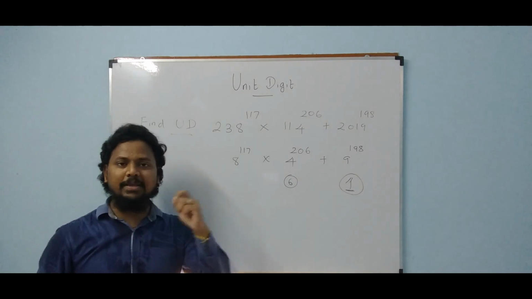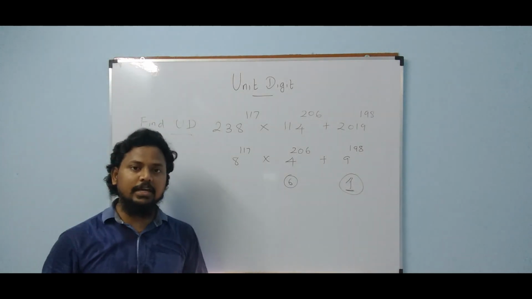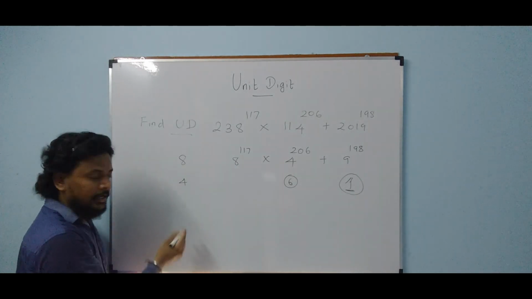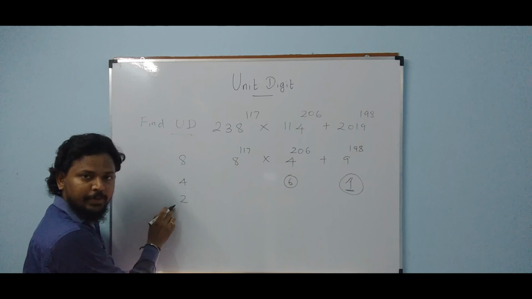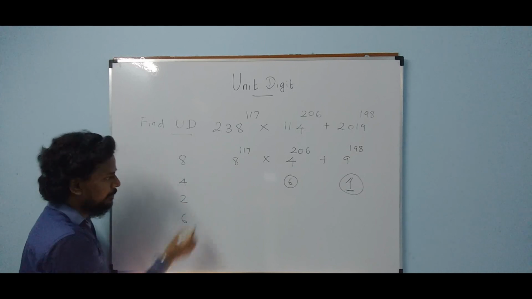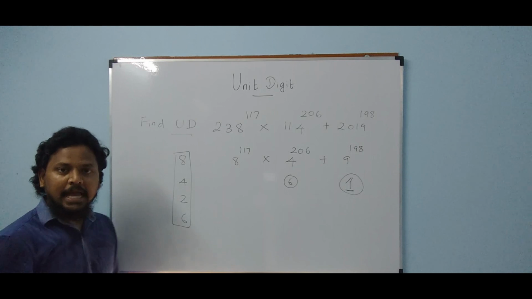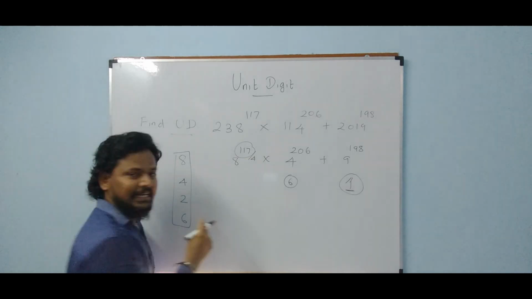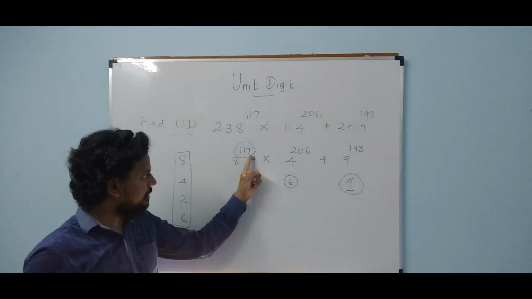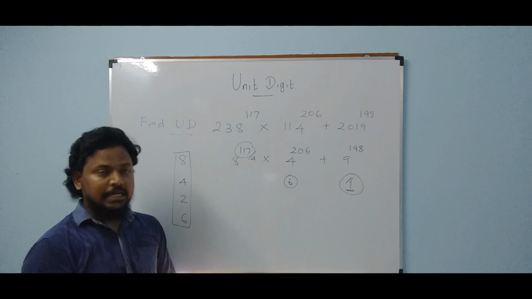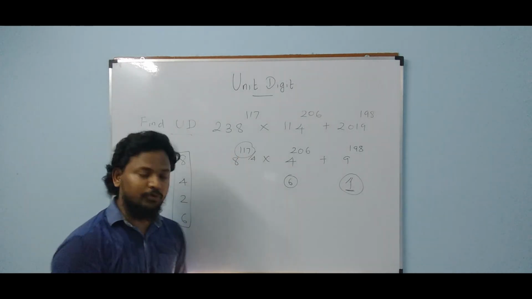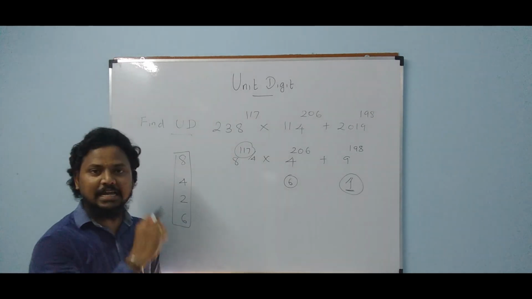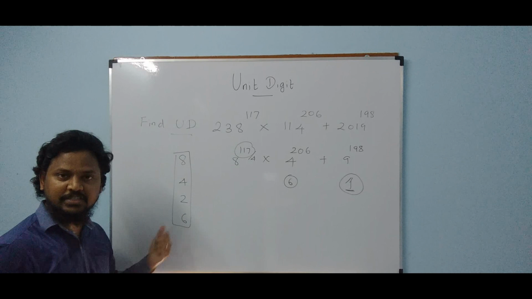Now only for 8 we have to apply the cyclicity method. For 8, how much cyclicity? 4. What are the cycles? 8, 4. 8 plus 2 is 10, therefore 2 will be here. 4 plus 6 is 10, therefore 6 will be here. This is the cycle of 8. Since the cyclicity of 8 is 4, divide this power by 4 and take the remainder. Suppose the given power is an exact multiple of 4, then the fourth step is our answer, which is 6 here.